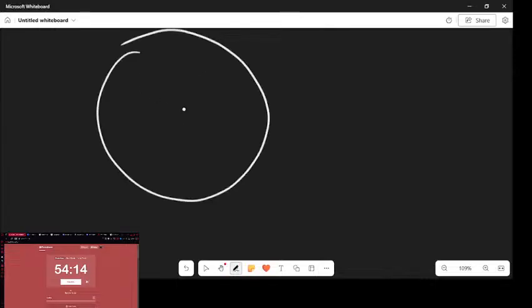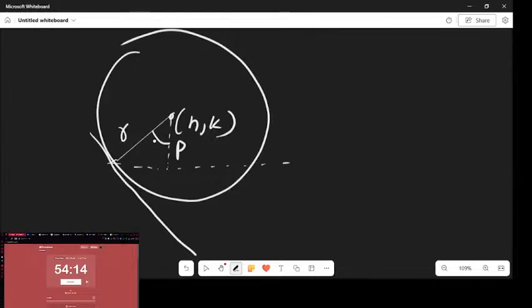Now, the angle between the line and the circle. If this is the circle with center h comma k, and this is the perpendicular distance, if this is theta, it should also be theta. This is 90 degrees, so 90 minus theta. Yeah, exactly, this will be theta.